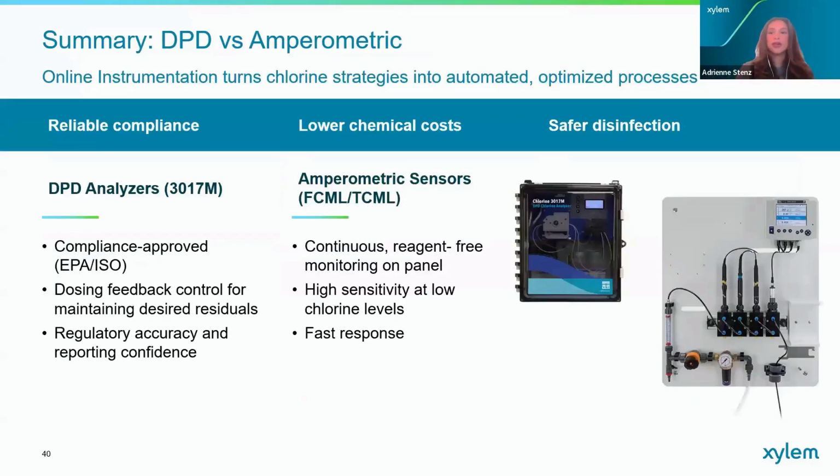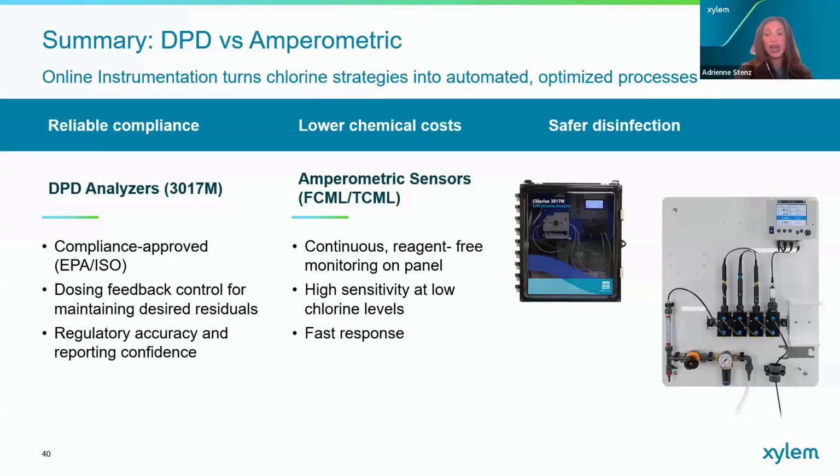In summary, both DPD analyzers and amperometric sensors serve an important purpose. For process control and reliable compliance, DPD is the gold standard. It's proven, trusted, and gives operators the confidence they need for compliance and day-to-day decision-making. Automating disinfection processes with DPD analyzers can ensure reliable compliance and lead to lower chemical costs as opposed to relying on grab samples or timers to control disinfection processes.